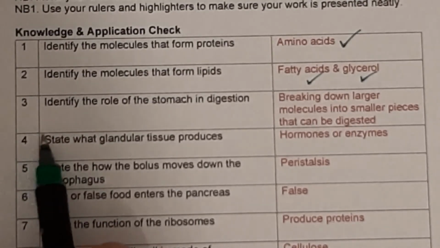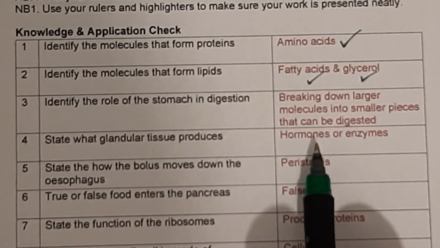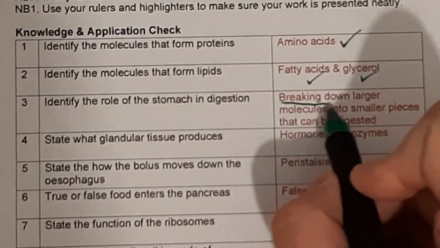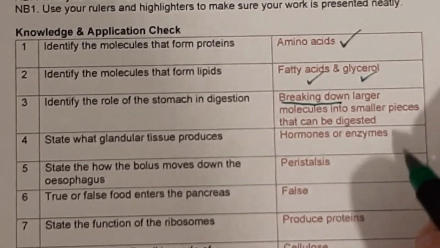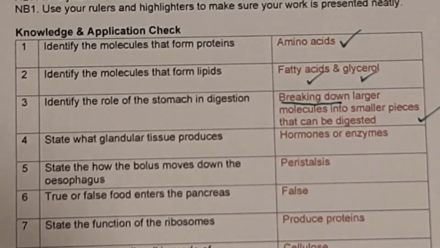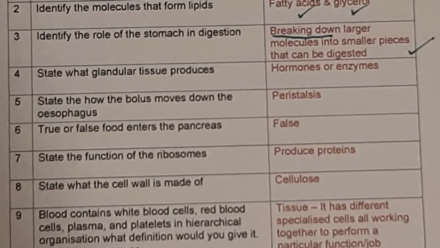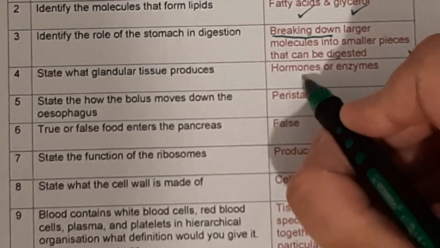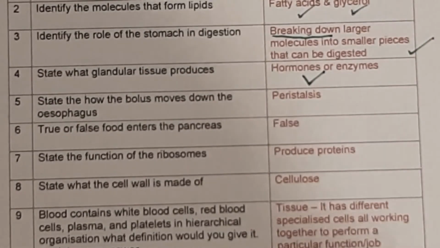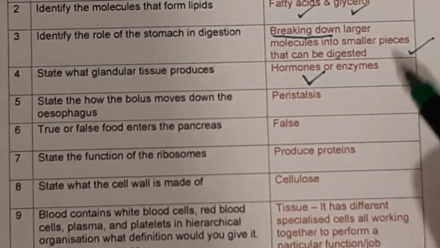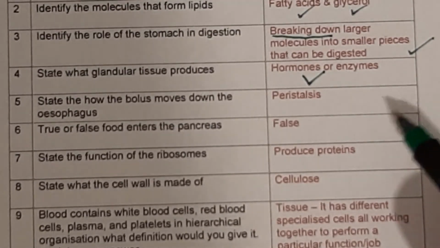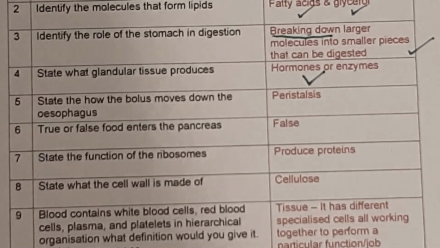Question 3. Identify the role of the stomach in digestion. Okay, so it's breaking them down into smaller pieces that can be digested for 1 mark. Question 4. State what glandular tissue produces. So glandular tissue produces hormones or enzymes. Either of those is acceptable for the mark, but if you've missed anything, please make sure you're writing them down in addition to that. You can have it right and still add to your answer to improve it.